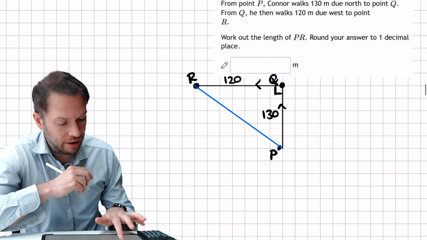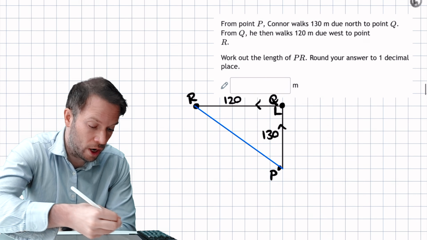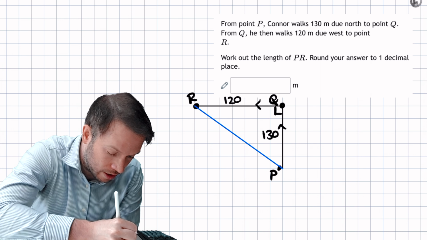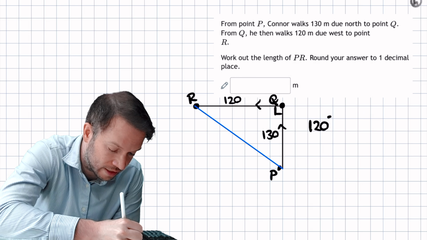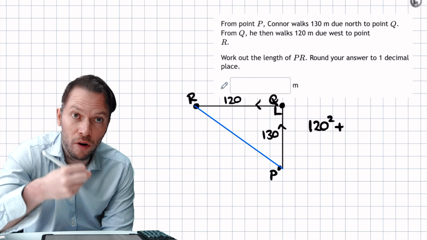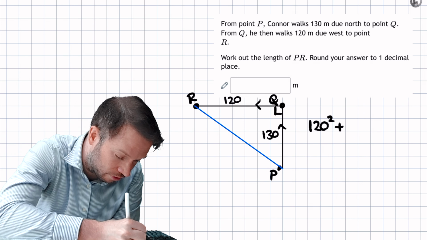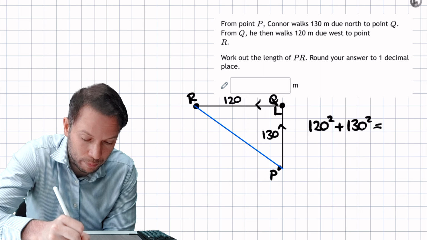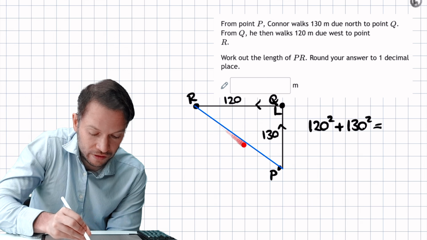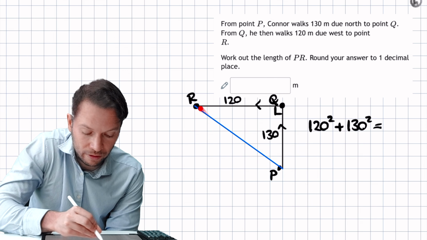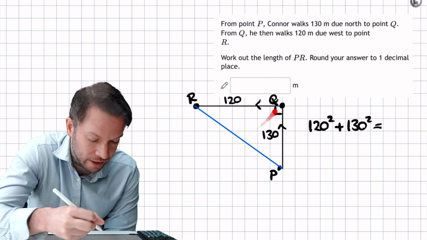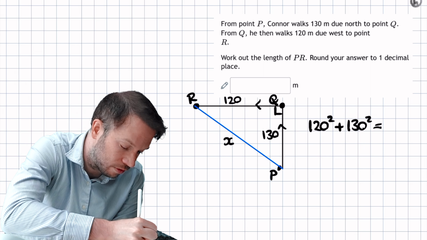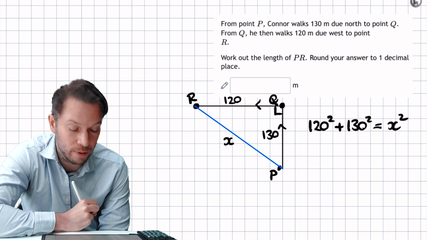So remember how Pythagoras theorem works. We can do one of the shorter lengths squared, so either the 120 or the 130. So 120 squared, and you add the square of the other shorter length, so 130 squared, and that is equal to the length of the hypotenuse squared. So this is the hypotenuse, it's the longest length of the right angle triangle, it's always opposite the right angle. And we don't know the length, let's just call it x for the moment. So that is equal to the hypotenuse squared, x squared, like that.